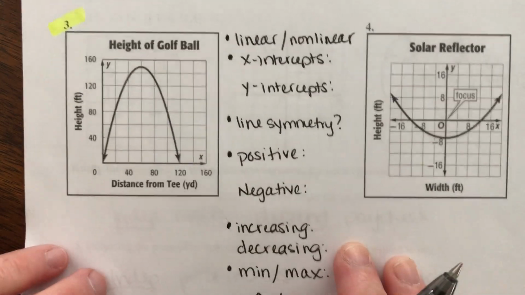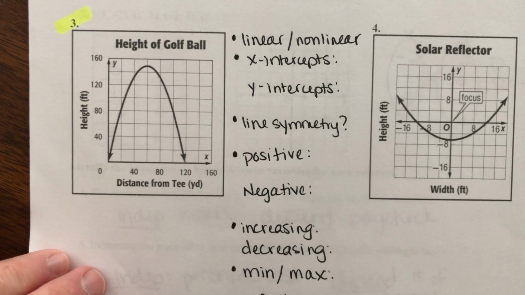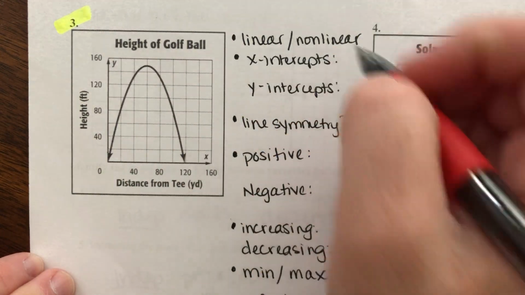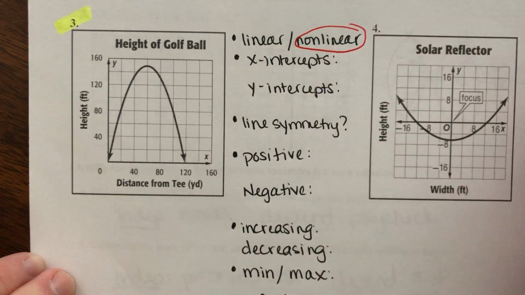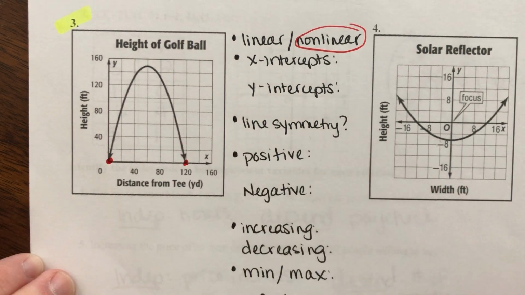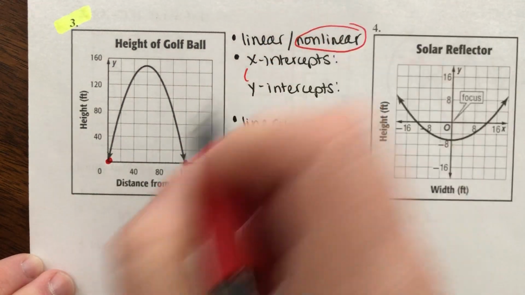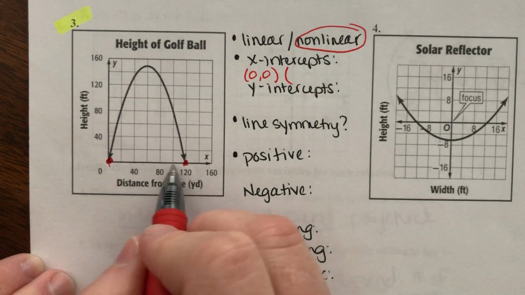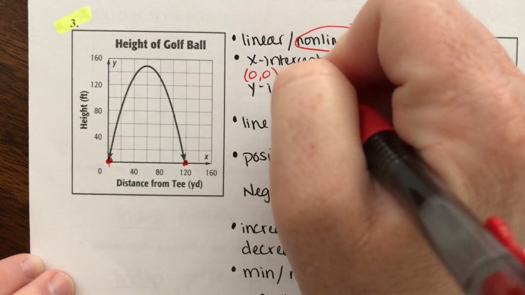Okay, we're going to do one more just like that. We're looking at the exact same things. So this graph looks a little different. It is not a straight line. So this graph is non-linear. Where does it look like it crosses my x-axis? Well, it looks like it crosses it here and here. So my x-intercepts are at 0, 0, and 120, 0.